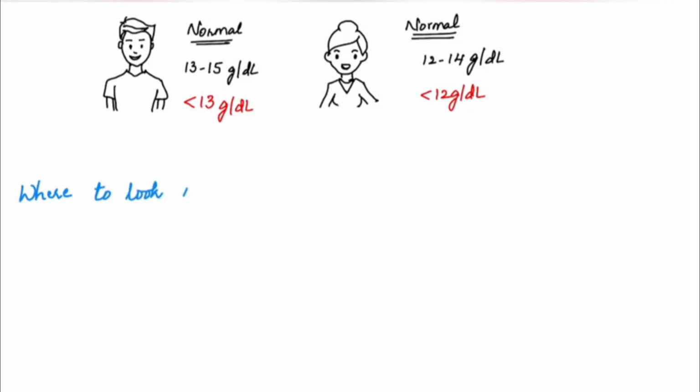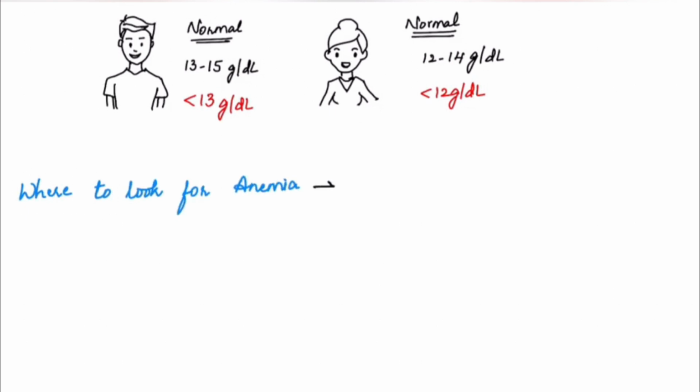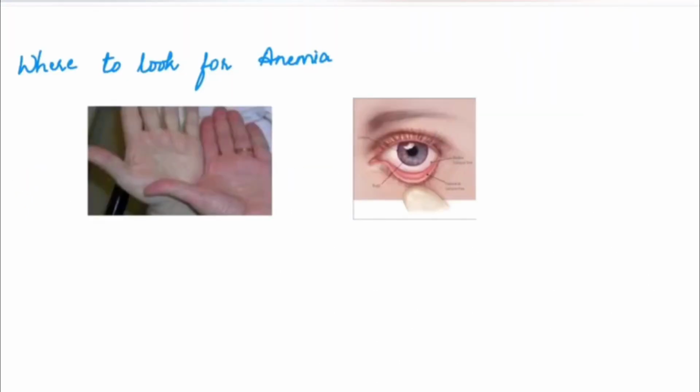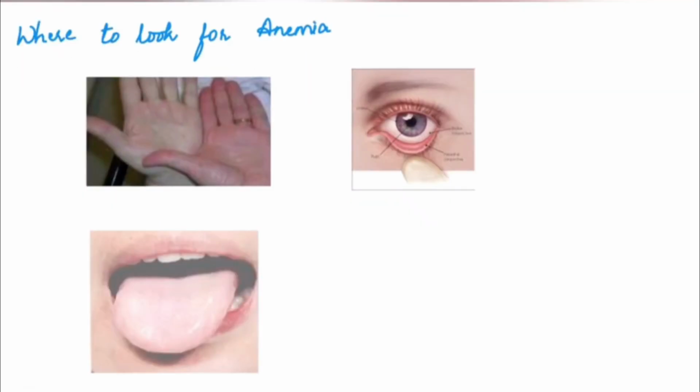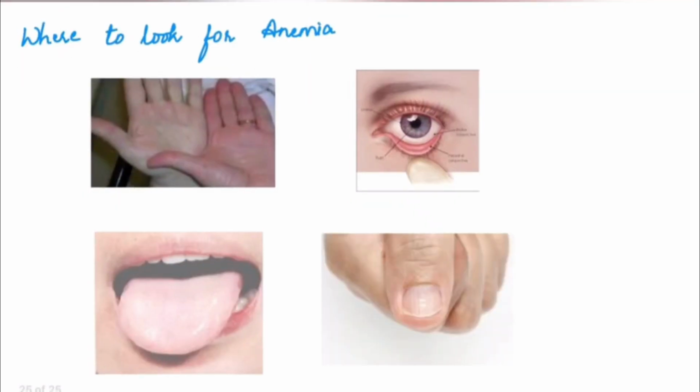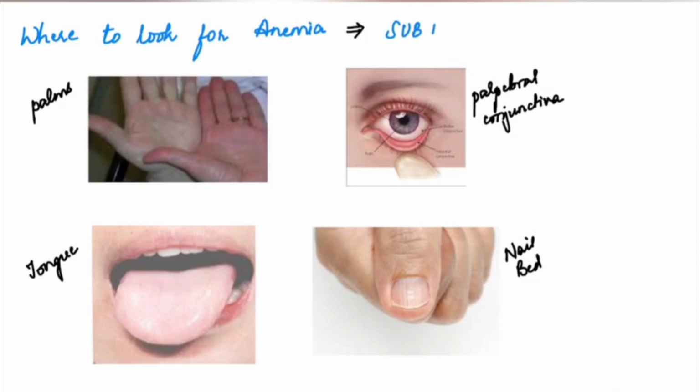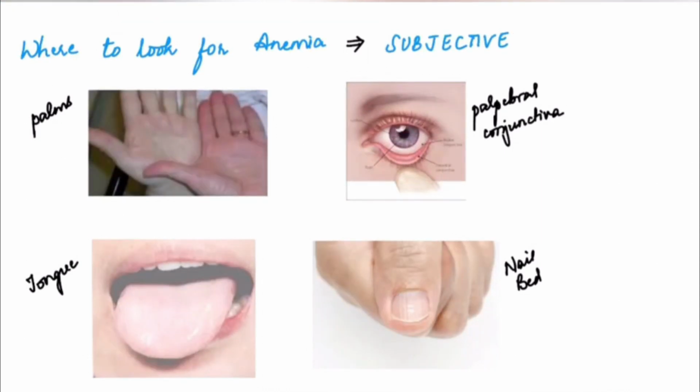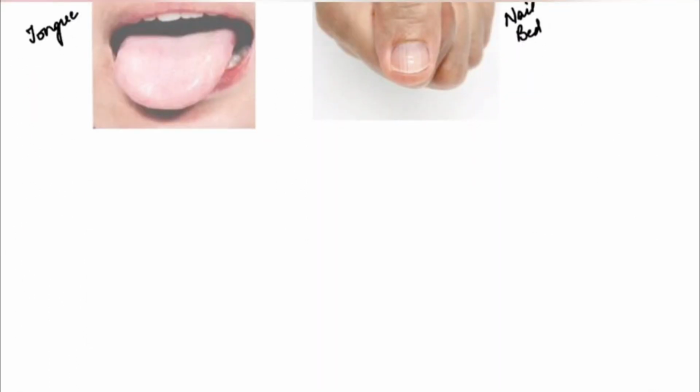Now, where to look for anemia? Palms, lower palpebral conjunctiva, tongue and mucous surfaces, and nail beds are some important structures to subjectively assess anemia. So, what does subjective mean? That means there is patient to patient variation. Either it may be because of the skin pigment or any reason there is variation. So, is there any objective method for assessing anemia? Then the answer is yes.